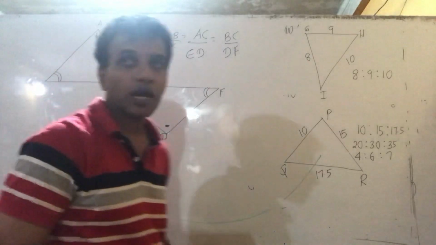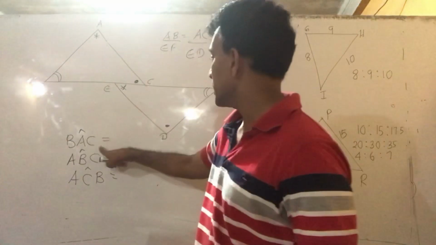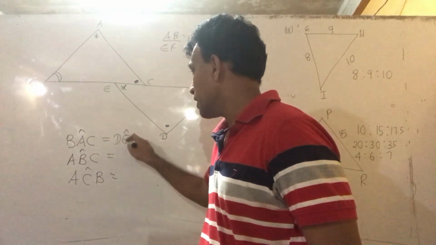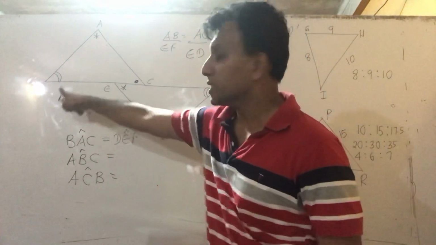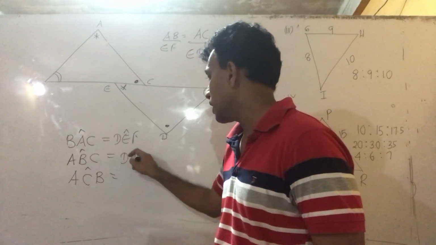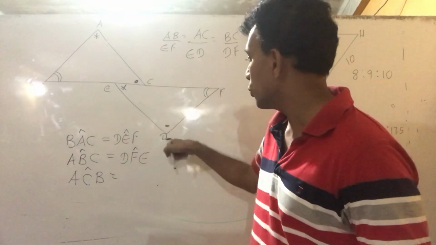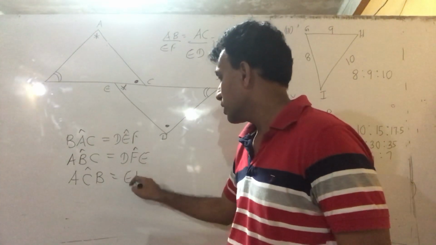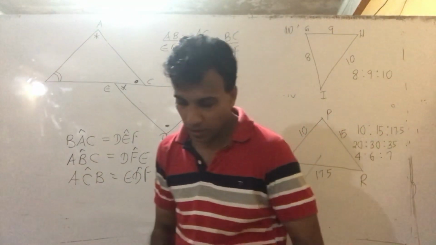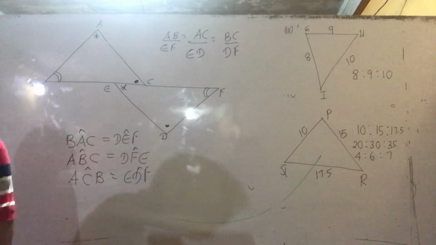So I complete the diagram here. I complete the answer too. So fill it. What is BAC? BAC equals DEF. Next, angle ABC equals what? This, DFE. Next, ACB equals this, equals what? EDF. Okay, it's a simple problem. I hope you understood, this is my method, follow it. See the next question. Question number 3, the last in this exercise.